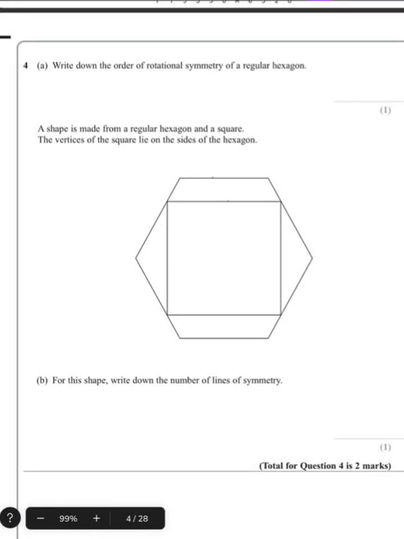Okay, this is the next question. We're gonna start off with number 4 for this video. Write down the order of rotational symmetry of a regular hexagon. Do you guys remember what rotational symmetry means?